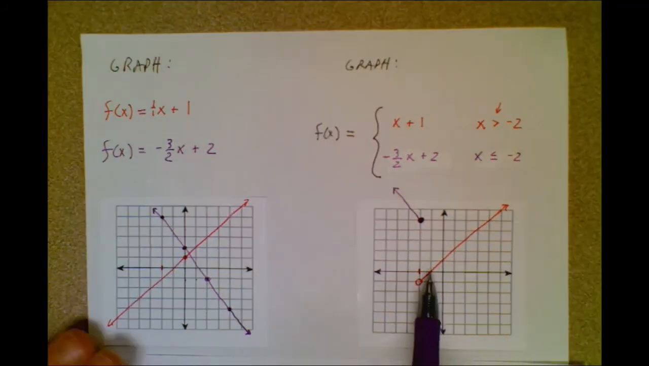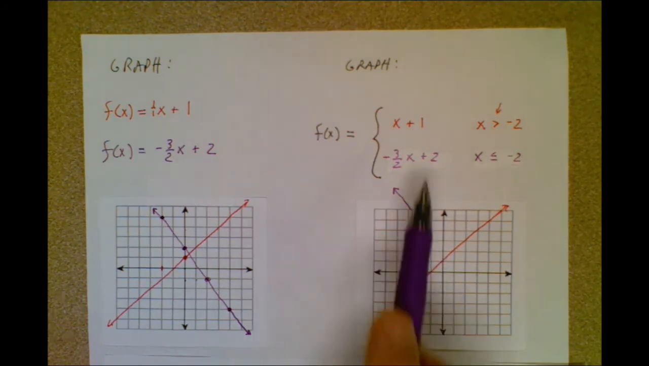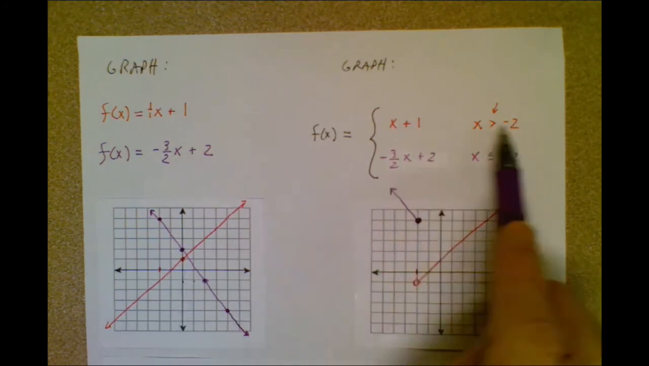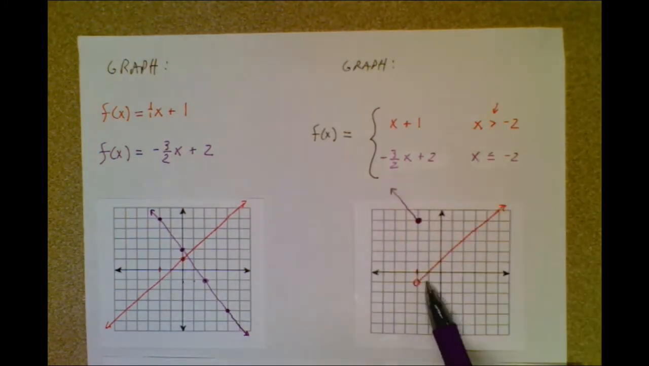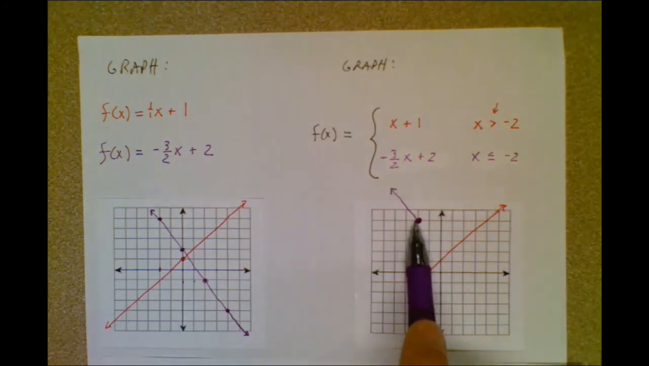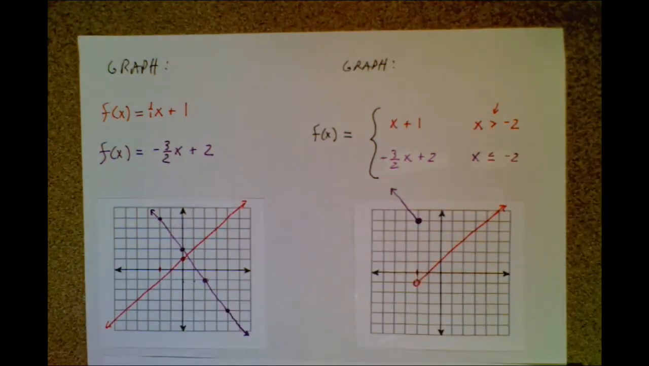So now this one looks quite a bit clunkier, but this piecewise function is that, and the red piece is all pieces where the x values are greater than negative 2. The purple piece is all pieces where the x value is less than or equal to negative 2.